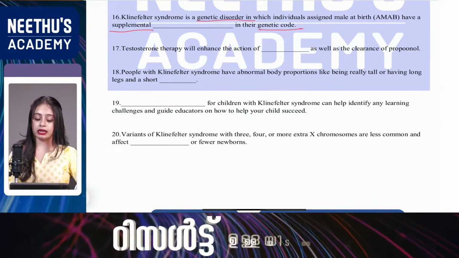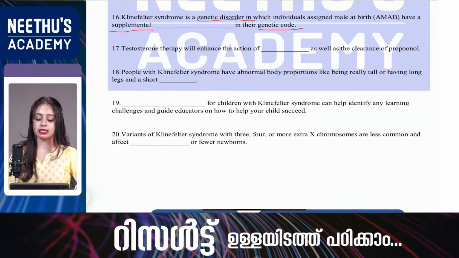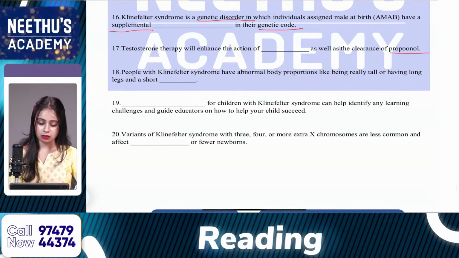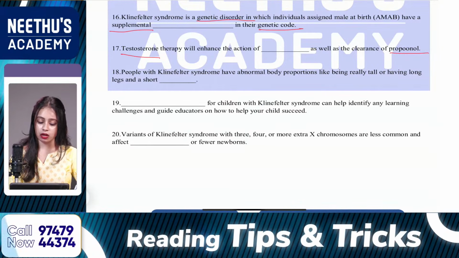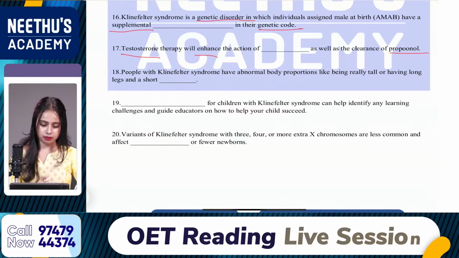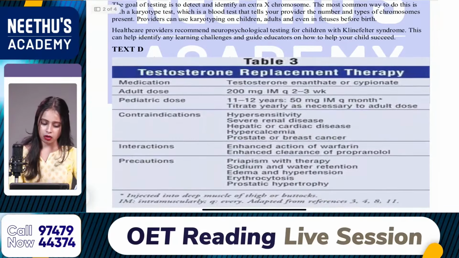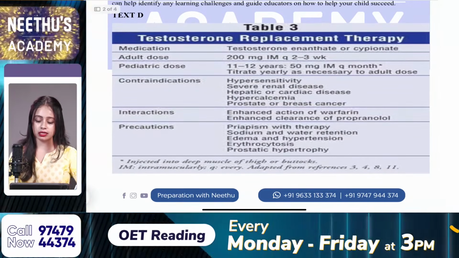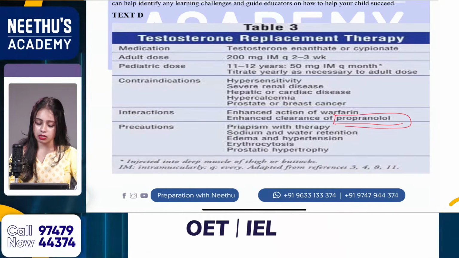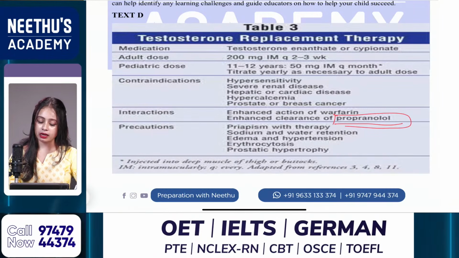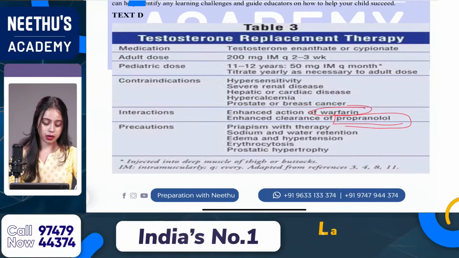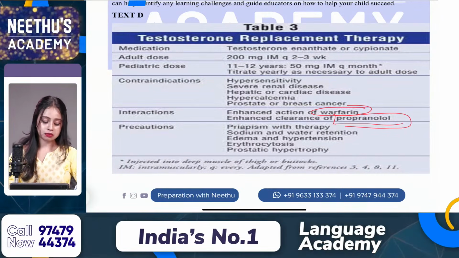Testosterone therapy will enhance the action of DASH as well as the clearance of propranolol. The name of the medicine? Then testosterone enhance. What about the 17th one? Of course, the medications are mentioned in text D. Okay, and I found propranolol here. So what is another medicine? Enhanced action of warfarin. Okay, so the answer should be warfarin from text D.